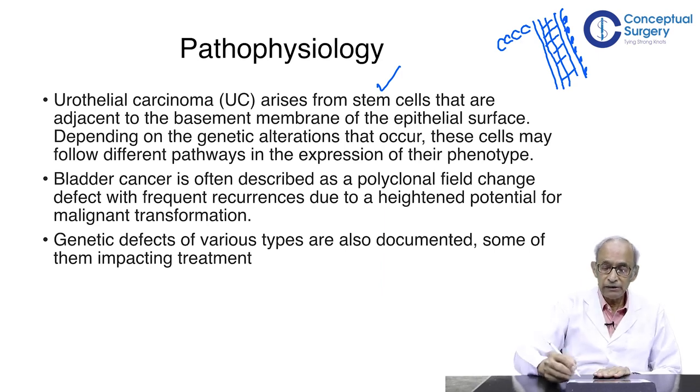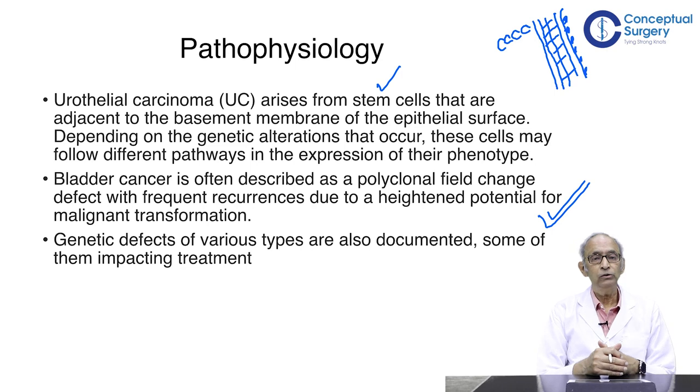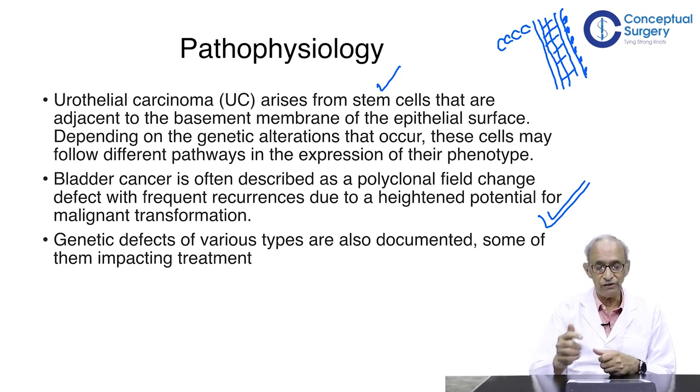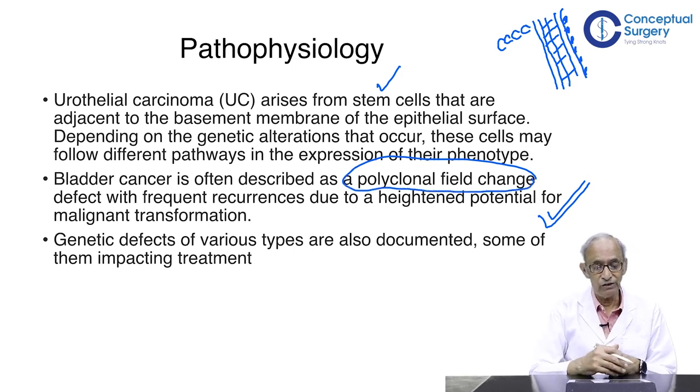Now, this statement is very important. Bladder cancer is described as a polyclonal field change. In other words, all those areas which are lined by urothelium, for example, starting from the calyces in the kidney down up to the bladder, all along lined by urothelium, are potentially prone to the same malignancy. In other words, it's a field change. That is the word. That's the reason why it is written polyclonal field change, right?